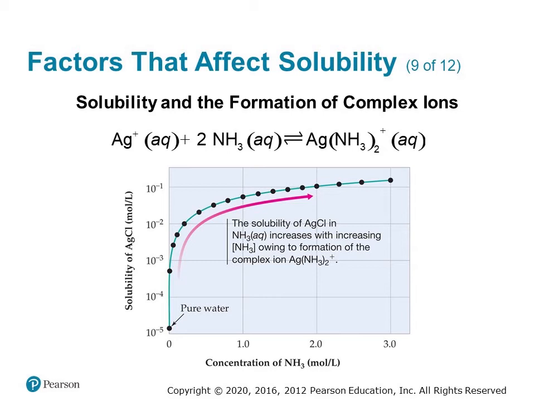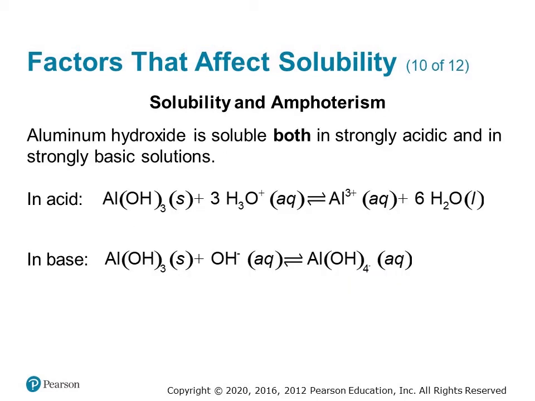Since we're eliminating one of the products, the equilibrium for the dissociation of AgCl shifts towards the products, in other words, away from the solid and towards the dissociated ions. Plotting ammonia concentration versus molar solubility of AgCl shows this effect in action. The complex ion formation is responsible for the increased solubility of AgCl in ammonia solutions versus its extremely low solubility in just pure water. Let's look at one more factor to consider with regards to solubility, amphoterism.